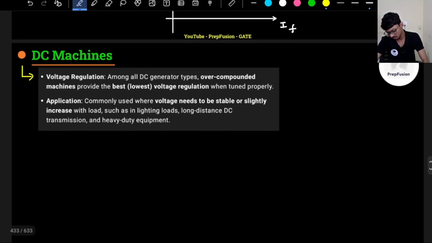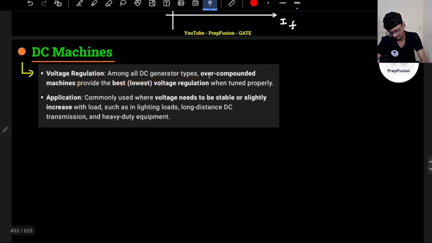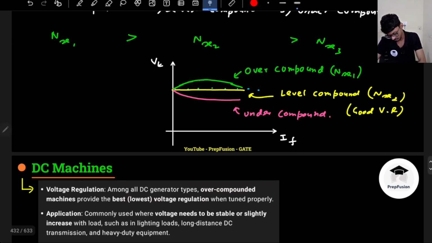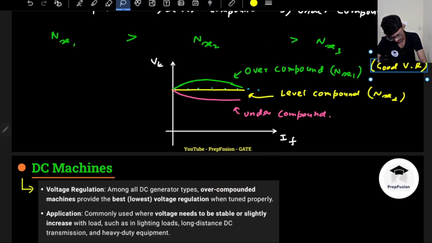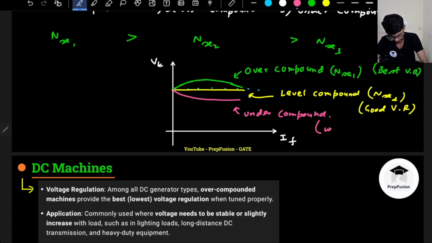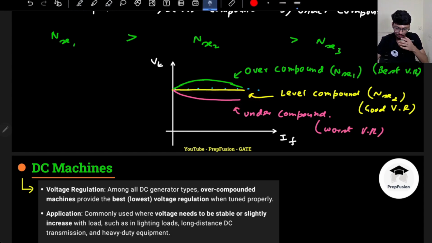so this was about voltage regulation. Among all DC generator types, over compound is the best one, sorry, not level compound, over compound will be the best. Okay, level compound will be good voltage regulation, over compound will be the best voltage regulation, and the under compound will be the worst. Why? Very simple to understand, because with increasing load the voltage is reducing, so voltage is deteriorating, that's why it will have the worst voltage regulation.